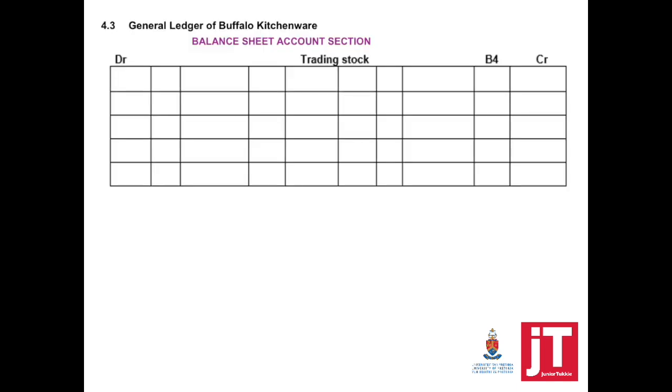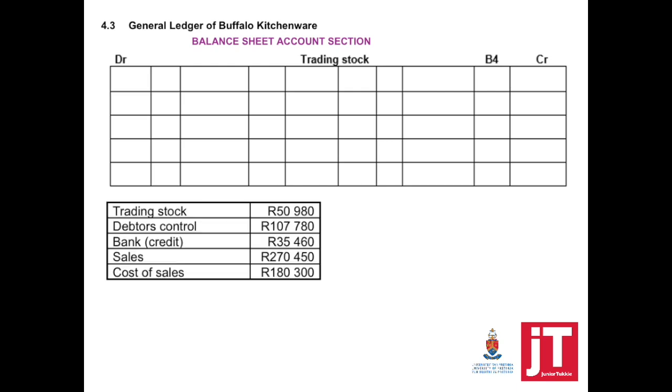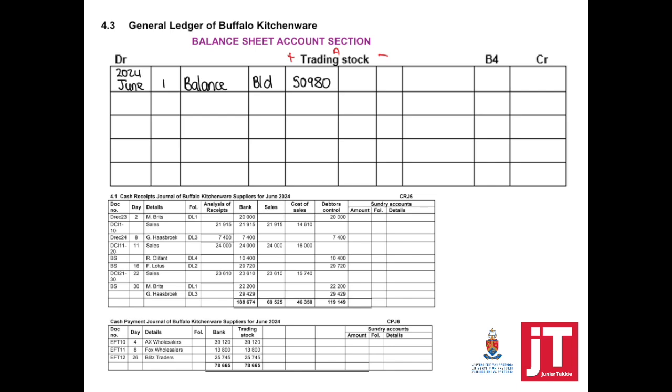Completing the general ledger of Buffalo Kitchenware. We're first going to look at trading stock. We start with the opening balances. So trading stock is regarded as a current asset, which means that the opening balance on the first day of the month will appear on the debit side. Now we need to post the next step from the journals.